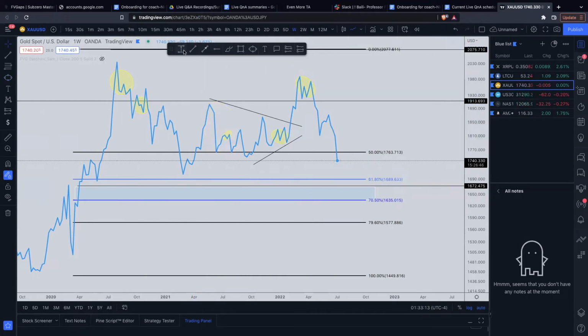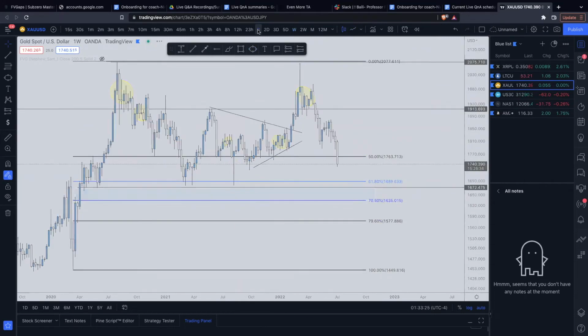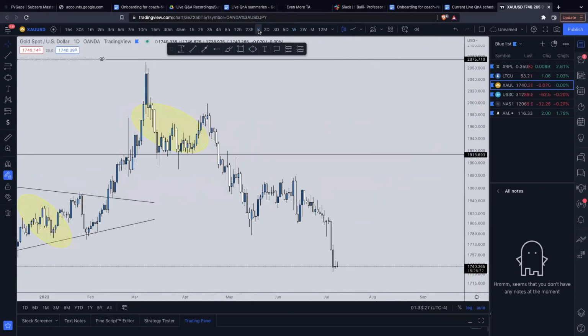Obviously, we know that Bitcoin and gold have a nice correlation, as well as other cryptos. So that's why we're going over this stuff. Let's go down to the daily time frame and see what price is looking like on the intraday level.